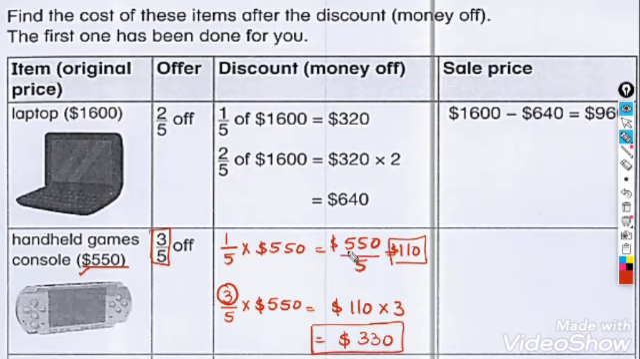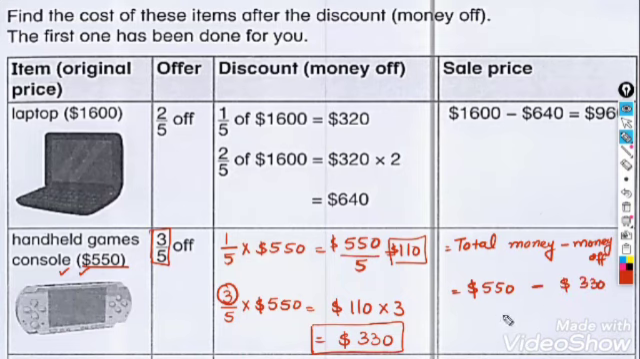So how much money we have to pay? What is the sale price? You will take the total money minus money off, or discount. So total money is $550 minus the discount, which is $330. So your answer will be $220. So this is the sale price, this is the money that you have to pay in order to buy this handheld games console.